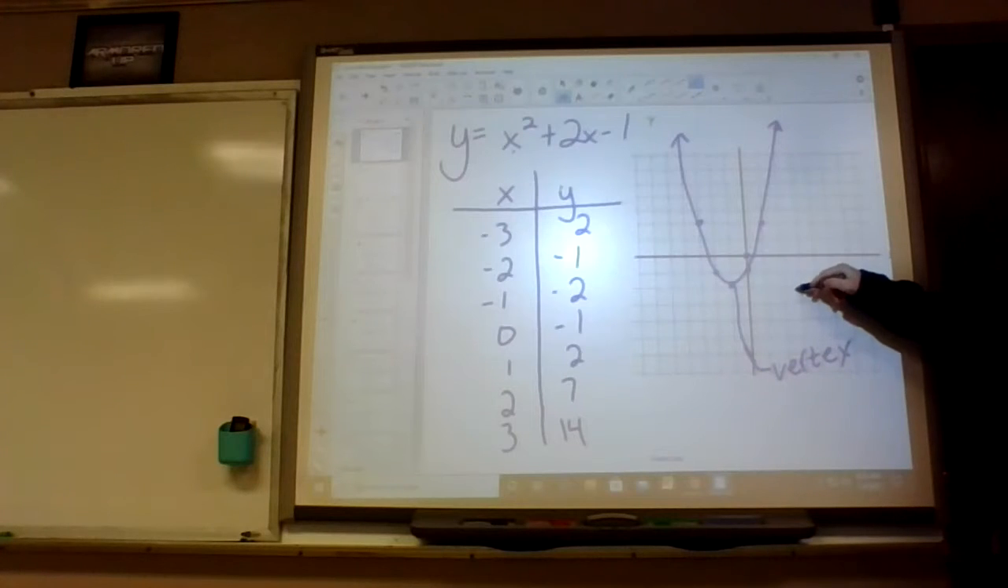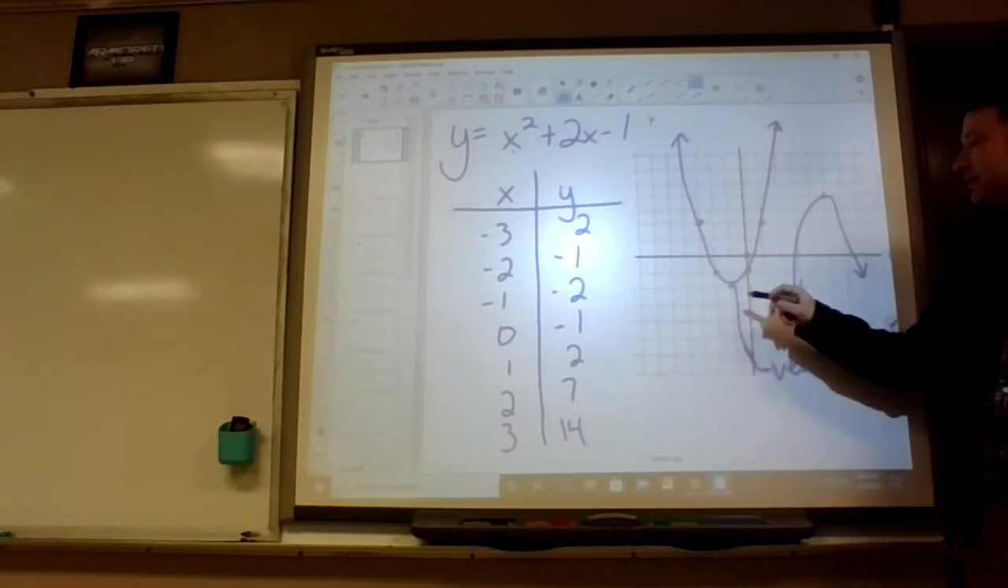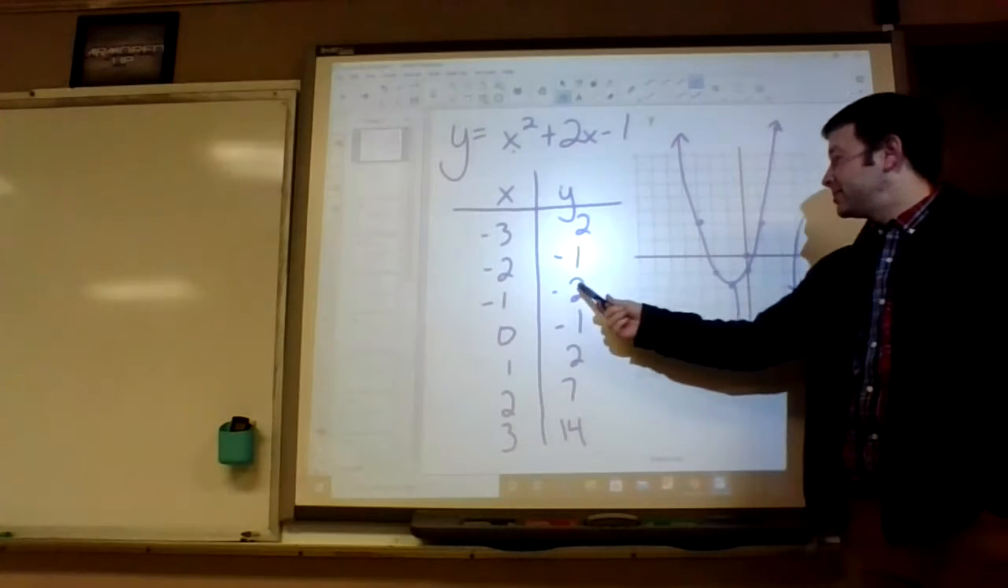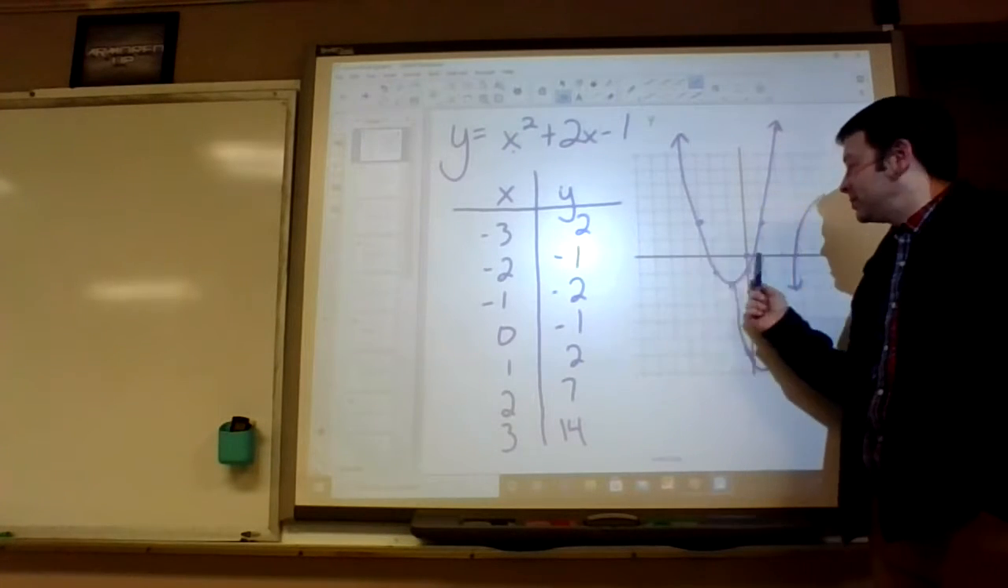Some parabolas can be upside down like this. We'll talk about that in a second. But so the vertex, this point, is at -1, -2.